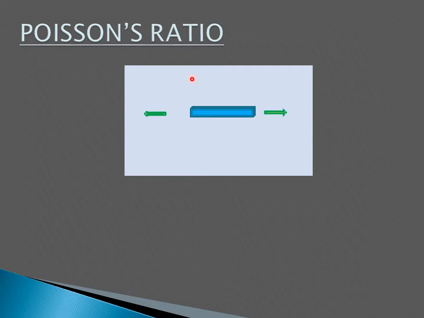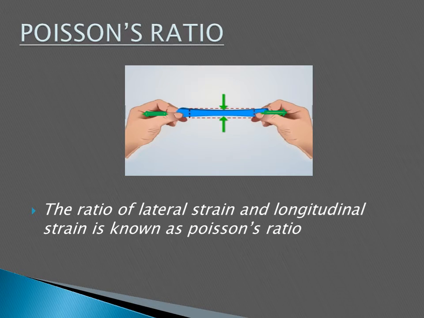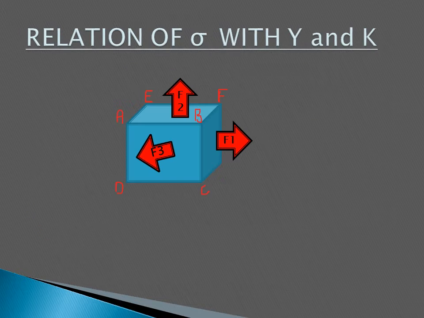If we consider a rubber string and pull it in the longitudinal direction, then the rubber string would expand in the longitudinal direction and contract in the lateral direction. Thus, the ratio of lateral strain to longitudinal strain is known as Poisson's ratio. In order to find the limits of Poisson's ratio, we would first relate Poisson's ratio with Young's modulus and bulk modulus.